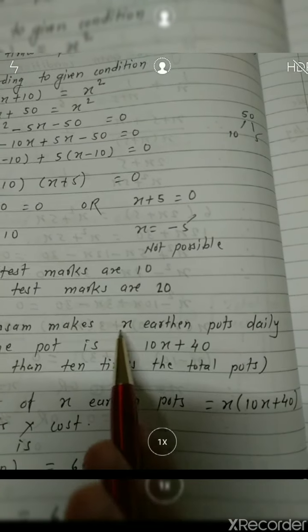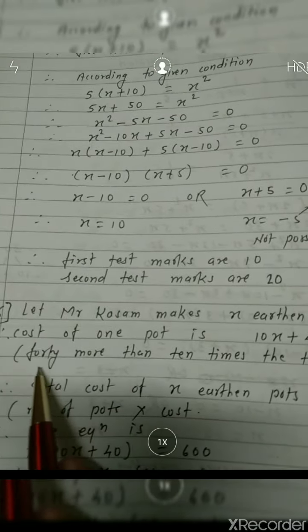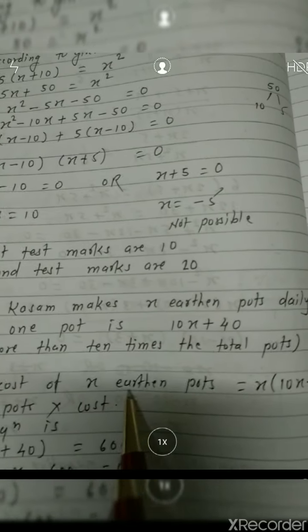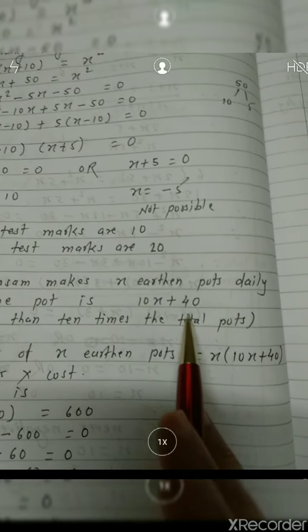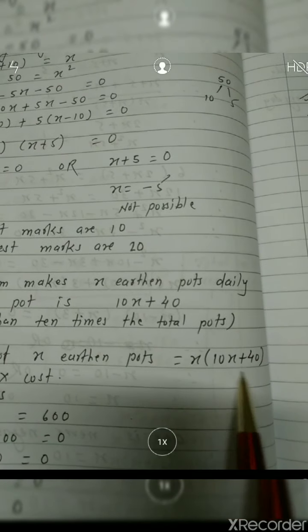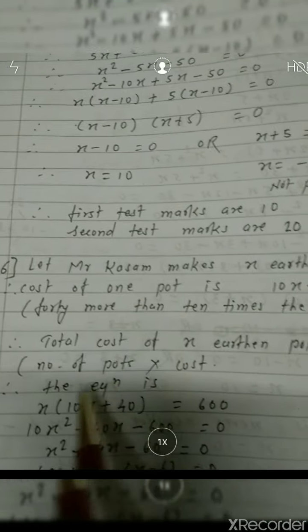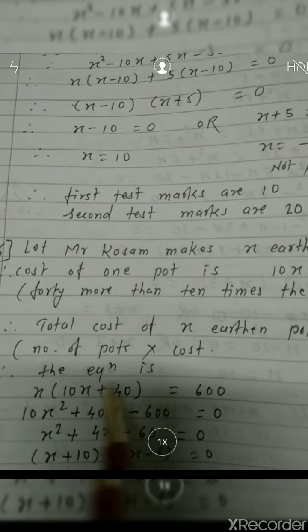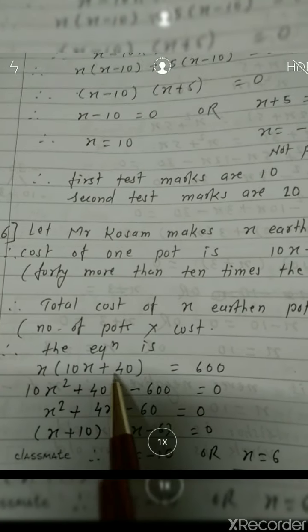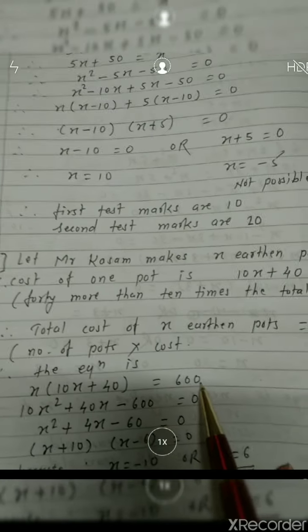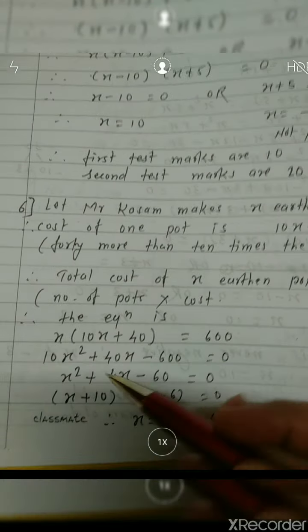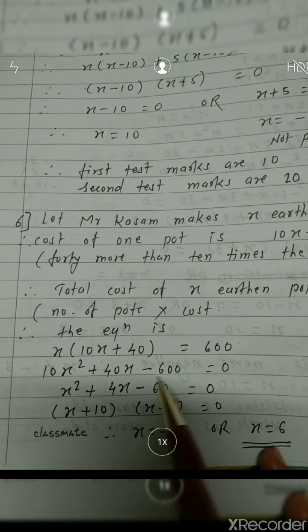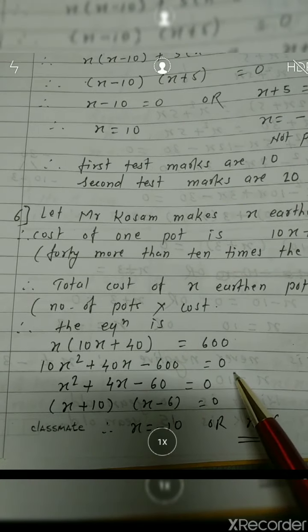Now the total pots are x. So what will be the total cost? The total cost of x earthen pots will be the number of pots into the price. So x into bracket 10x plus 40. So we will get x into bracket 10x plus 40 is equal to 600, because he is making pots worth 600 rupees. By solving we will get 10x square plus 40x minus 600 is equal to 0.